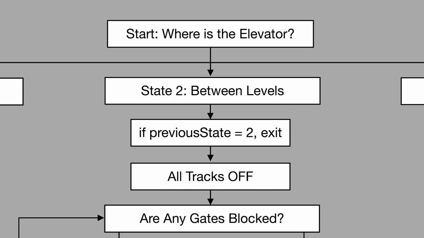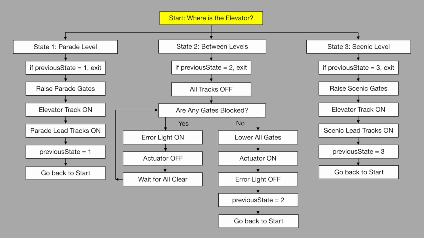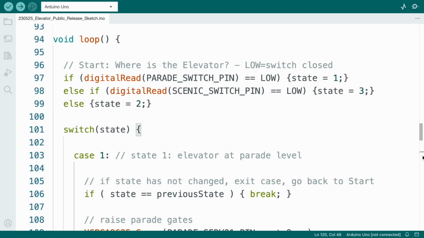It starts with a simple direct question: where is the elevator? The answer to this question will be one of only 3 different states. State 1, the parade level. State 2, between levels. Or State 3, the scenic level. We convert the question, where is the elevator, into Arduino code by using the if statement.